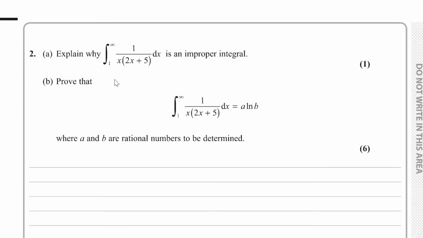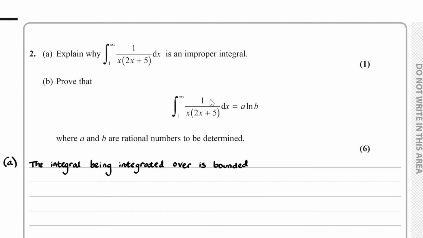Question number 2. For part A of the question, we have to explain why the integral of 1 over x lots of 2x plus 5 with respect to x in between 1 and infinity is an improper integral. Quite simply, the integral is being integrated over an interval that is unbounded, between 1 and infinity. And now for part B, we have to prove that this integral here is equal to a times the natural log of b, where a and b are rational numbers to be determined.